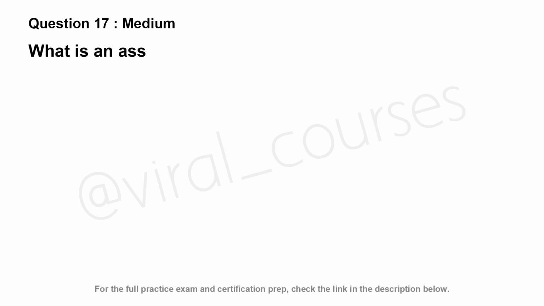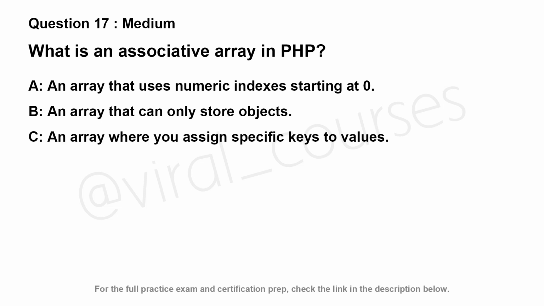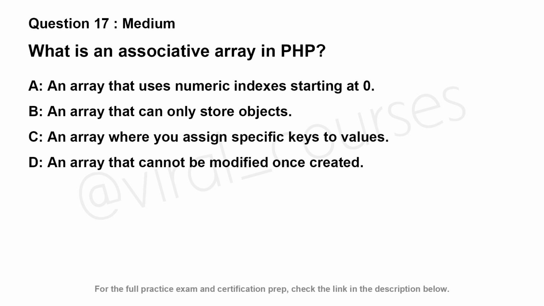What is an associative array in PHP? Option A, an array that uses numeric indexes starting at 0. Option B, an array that can only store objects. Option C, an array where you assign specific keys to values. Option D, an array that cannot be modified once created.